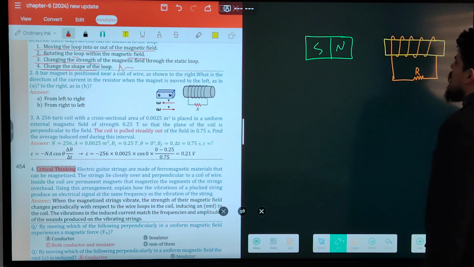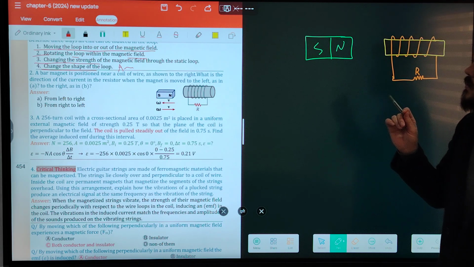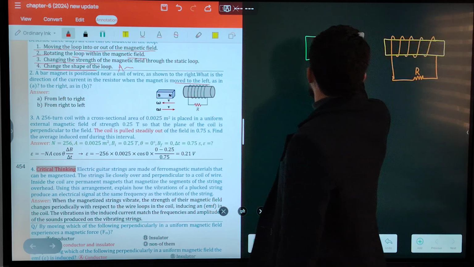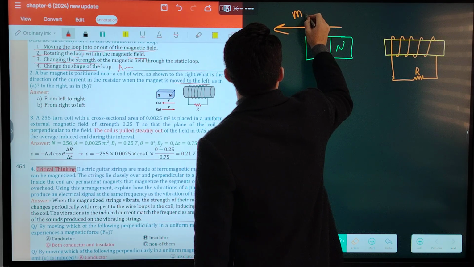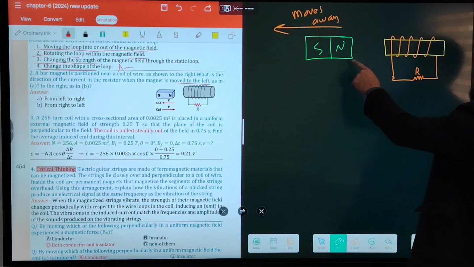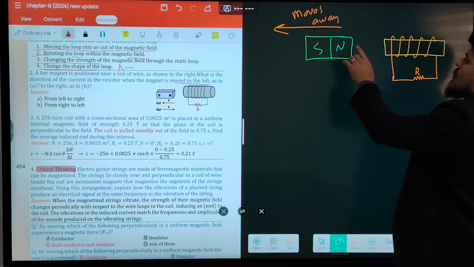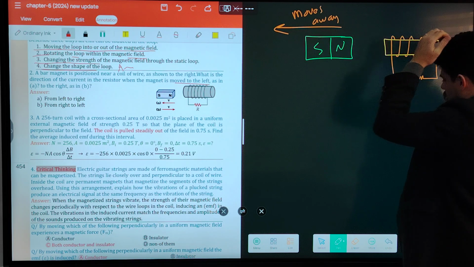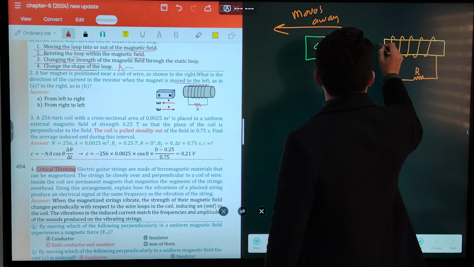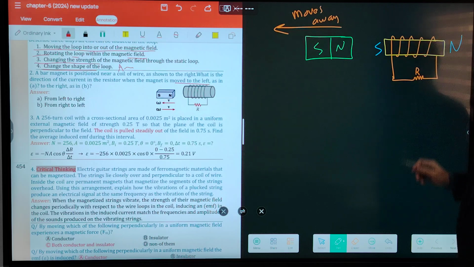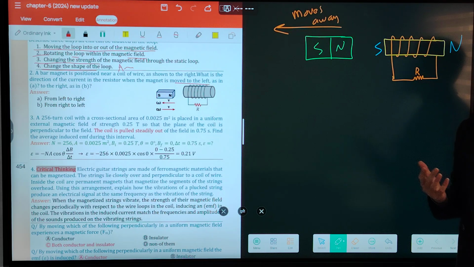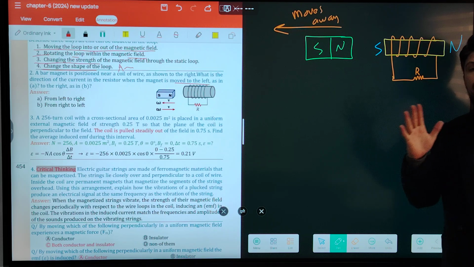This is the resistor. What is unknown? Branch A: when the magnet is moved to the left, it means it moves away. When the north pole of the bar magnet moves away from the end of the coil, as Lenz's law states, the end becomes the opposite pole. This end becomes south, and this end will be north. If you know the direction of the magnetic field, you can determine the direction of the current in the resistor by using the right-hand rule.